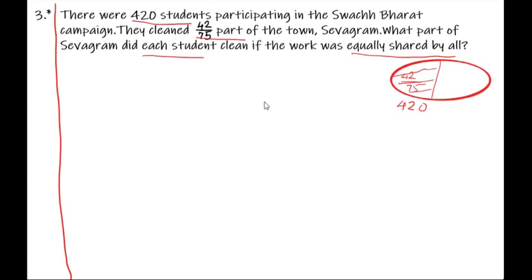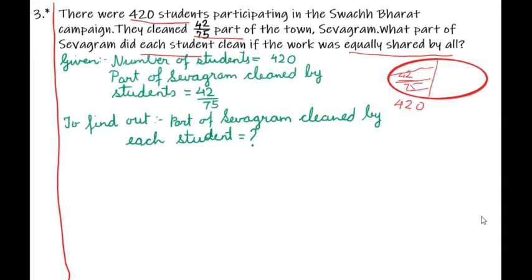So first we will write the given and what is to be found, and then we will see the solution. So see, the given is: number of students is equal to 420. Part of Sevagram cleaned by students is equal to 42 upon 75. And to find out: part of Sevagram cleaned by each student is equal to question mark, because this we have to find out.